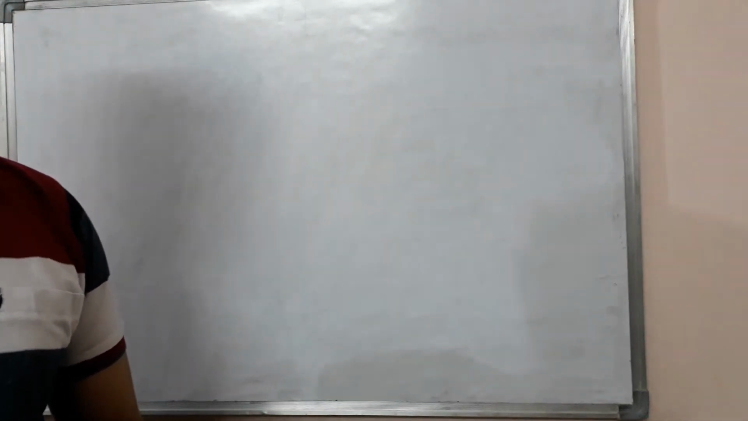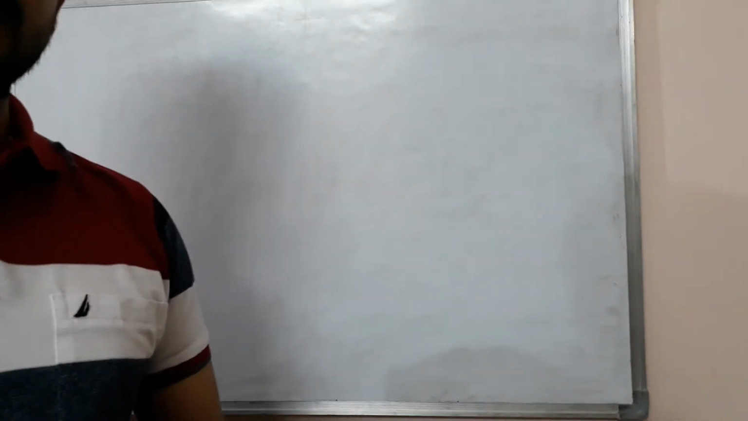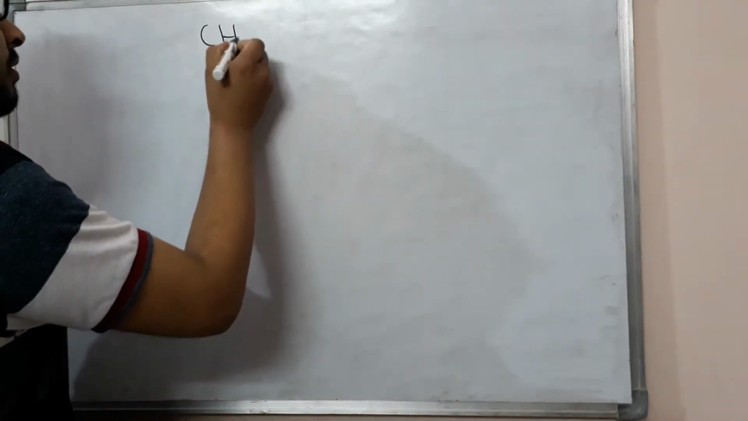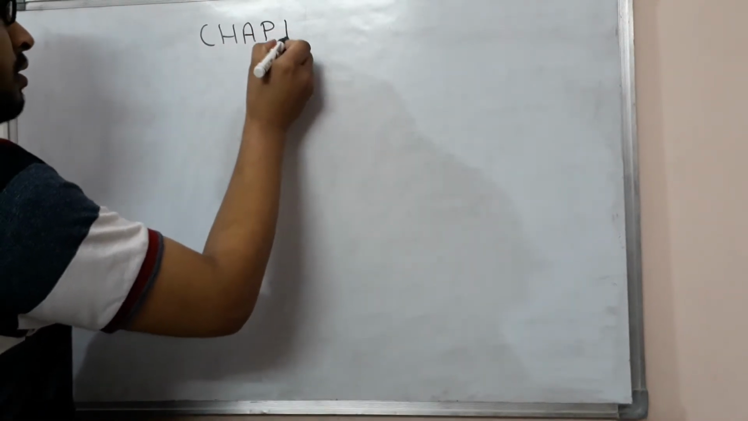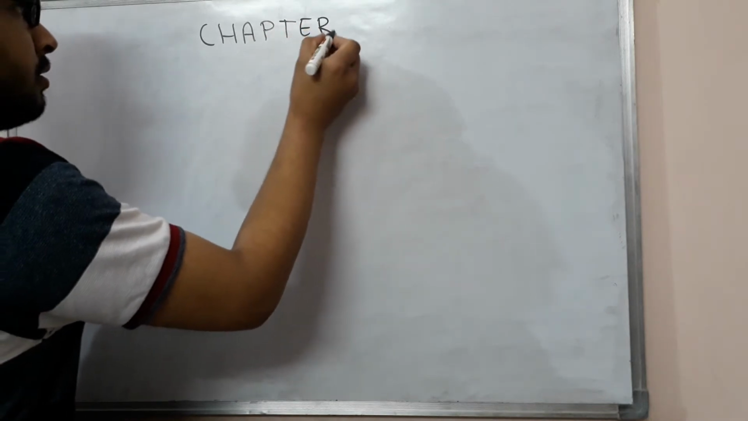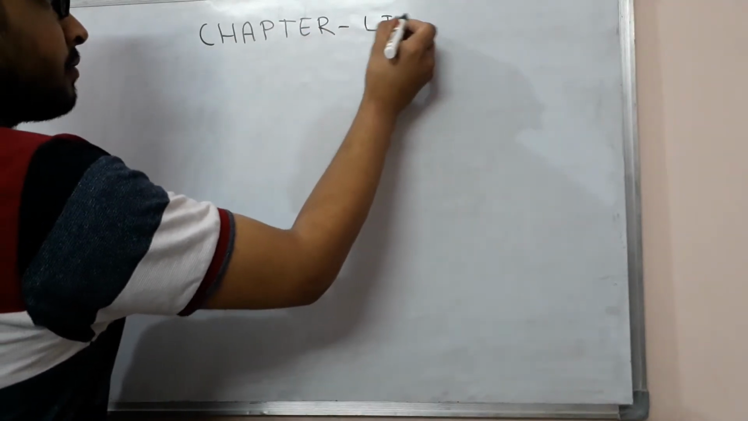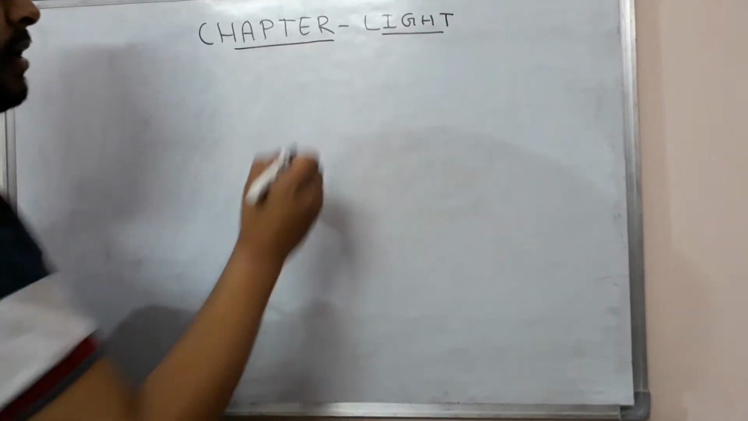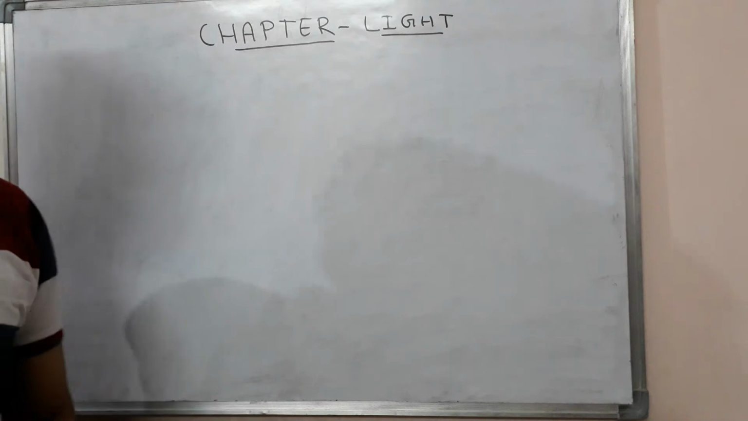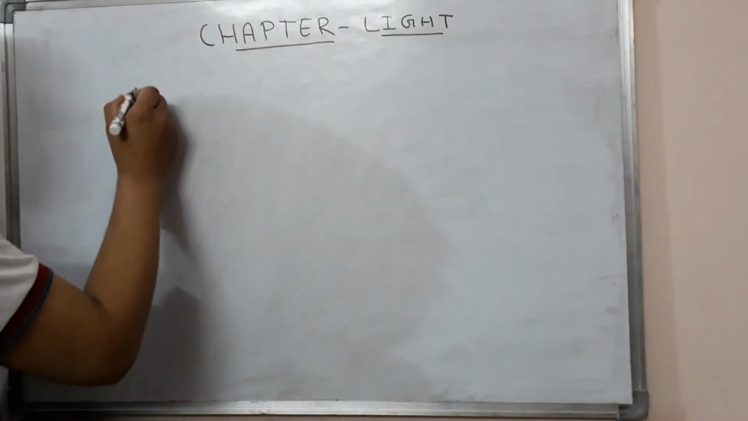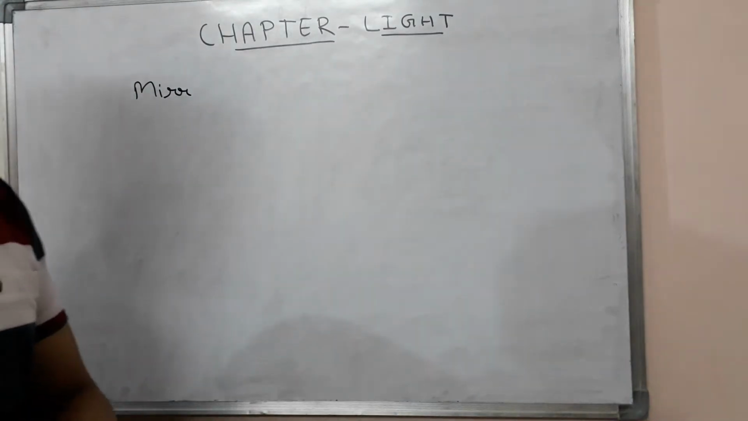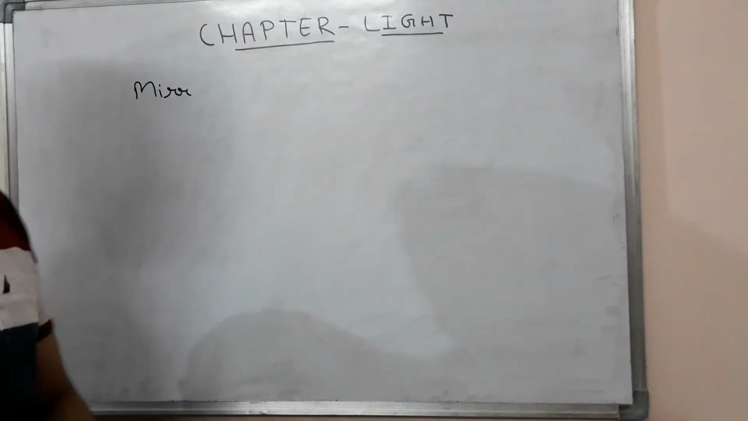We were studying the chapter Light, and today we will discuss the mirror formula and its numericals. Now, what is the mirror formula? Mirror formula is the relation between object distance, image distance and the focal length of the spherical mirrors.